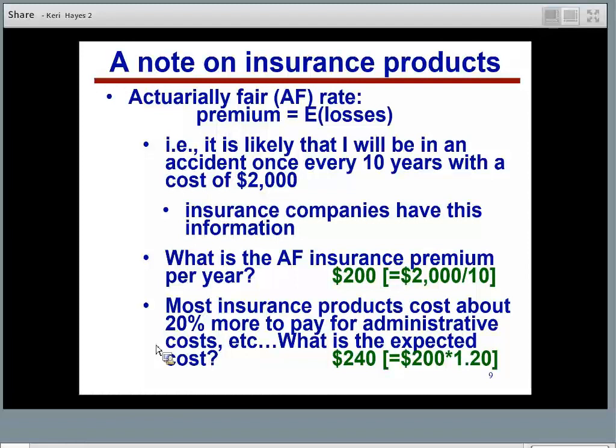If we think about that over 10 years, you end up paying $2,400 over that amount of time. If you get into an accident, you're only getting $2,000 back. So the insurance company is keeping $400, right? They've made $400, and that's sort of the cost of them doing business with you, right? Because of that loading factor.